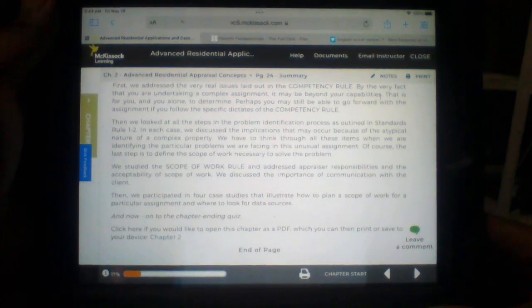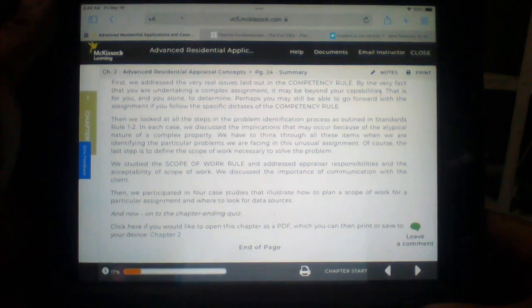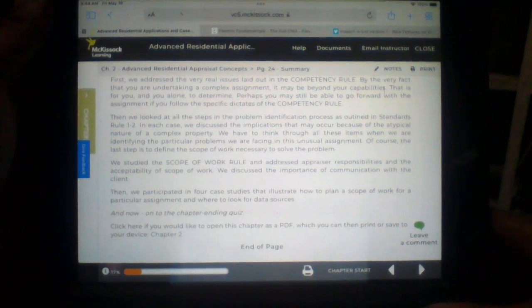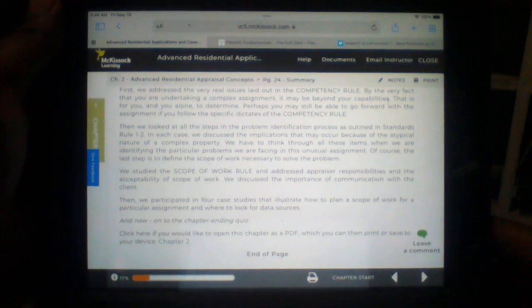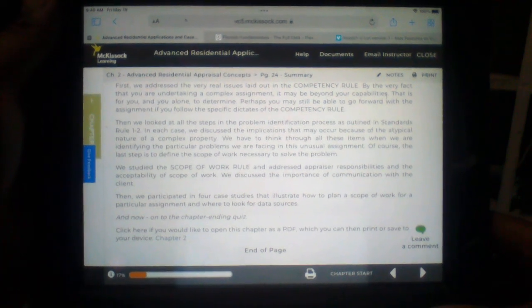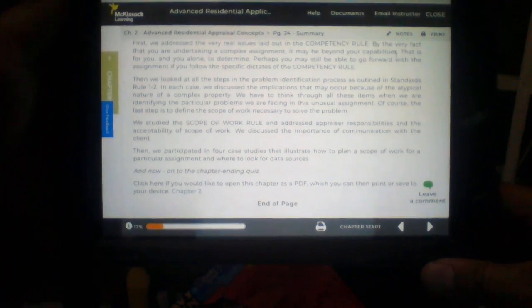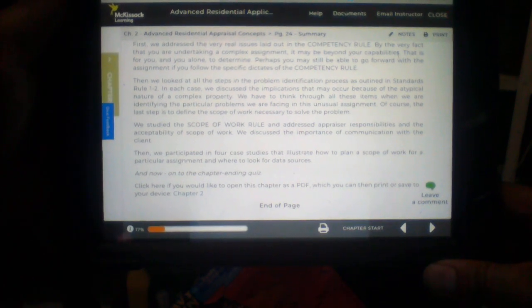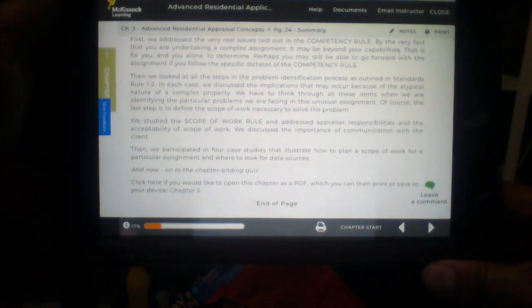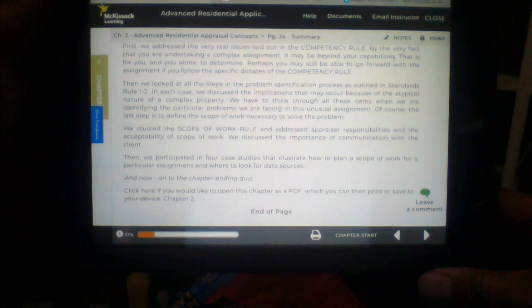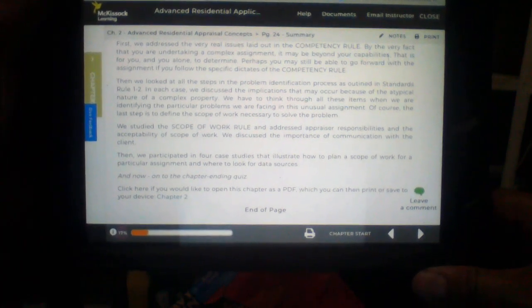competency rule. Then we looked at all the steps in the problem identification process as outlined in Standards Rule 1-2. In each case, we discussed the implications that may occur because of the atypical nature of a complex property. We have to think through all these items when we are identifying the particular problems we are facing in this unusual assignment. Of course, the last step is to define the scope of work necessary to solve the problem.